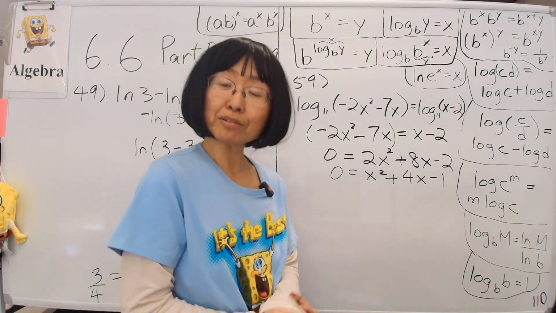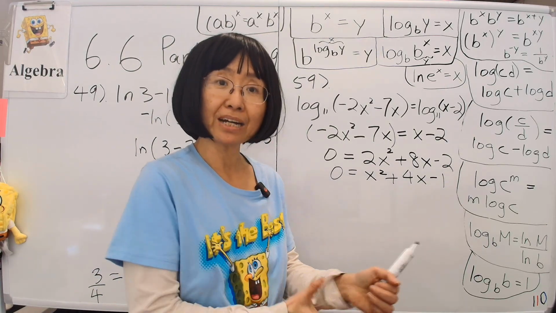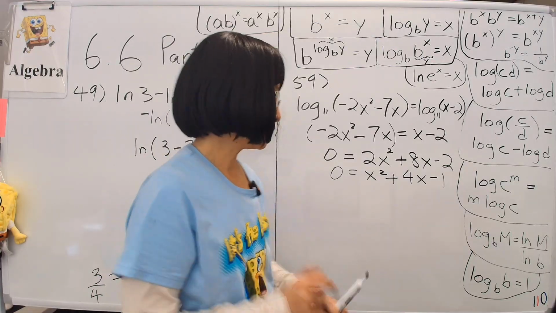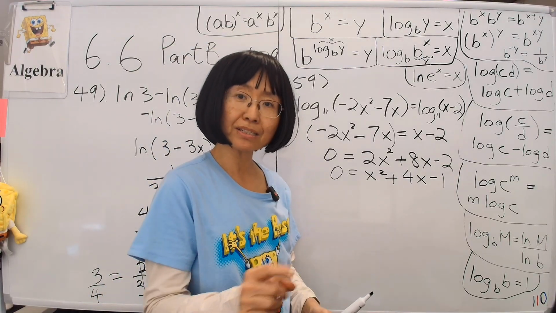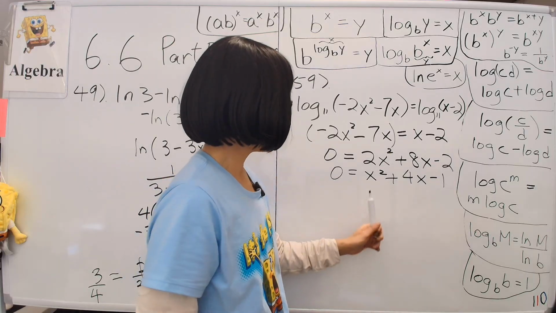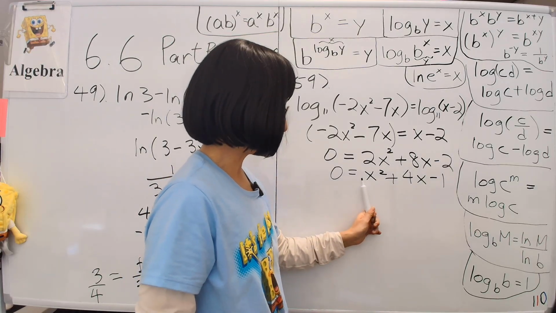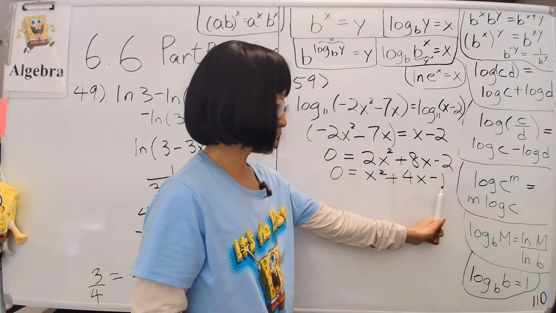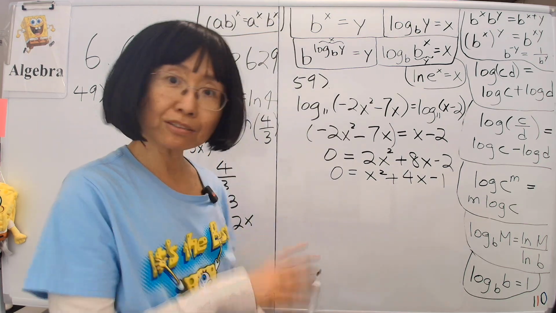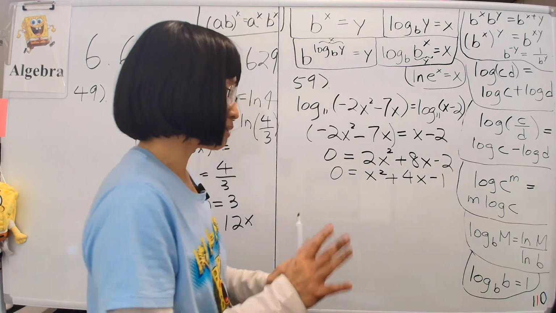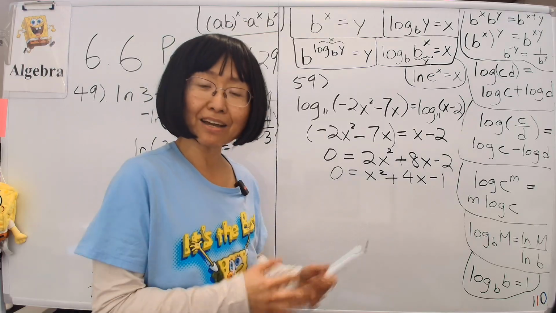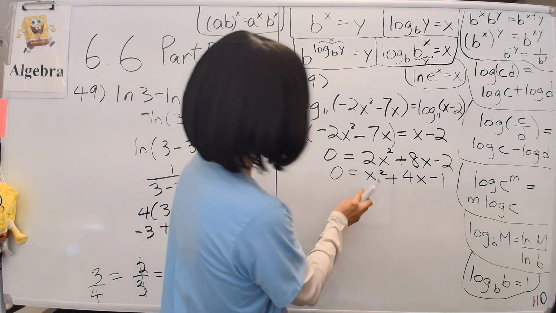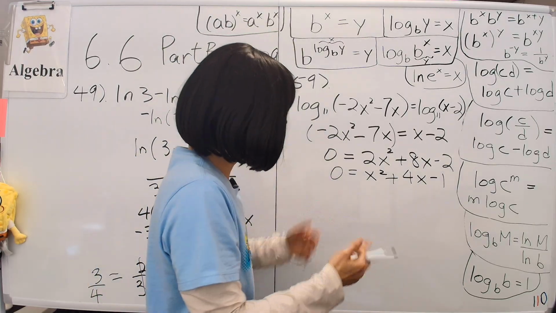Now, remember what the quadratic formula is? If you have forgotten, please memorize it right now. The quadratic formula is negative b plus or minus the square root of b squared minus 4ac, all over 2a, where a is this number here, 1, b is 4, and c is negative 1. So please look it up and memorize it if you have sort of lost it after this time. And let's see. So let's do the quadratic formula.